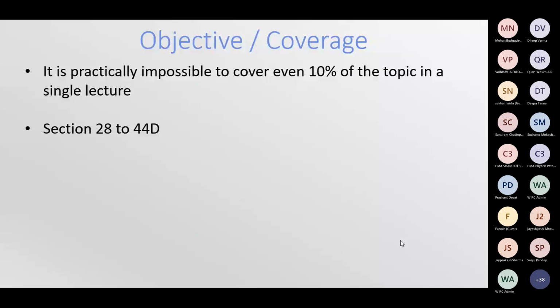Just to give you an idea, I will be covering section 28 to 44D. Of course, as I said, it is impossible to touch upon each and every section, and that is not relevant for today's session either. I will also be touching upon some of the exemptions as well as deductions.